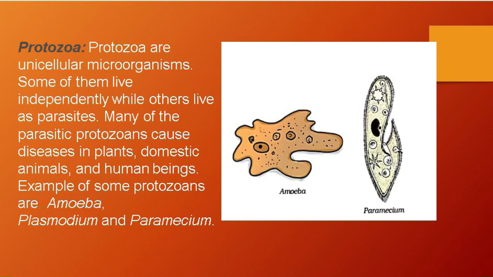Like other microorganisms, some protozoa live independently while others live as parasites. Protozoa are generally moisture-loving microorganisms, so mostly they infect through contaminated water. And here are some examples of protozoa, that are amoeba and paramecium. Now moving on towards the next slide.